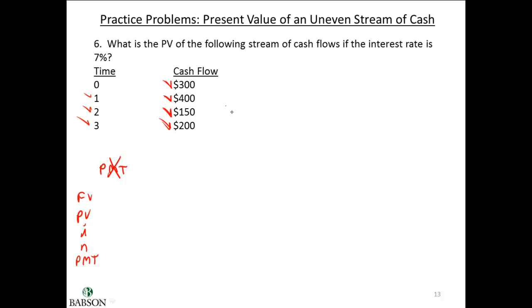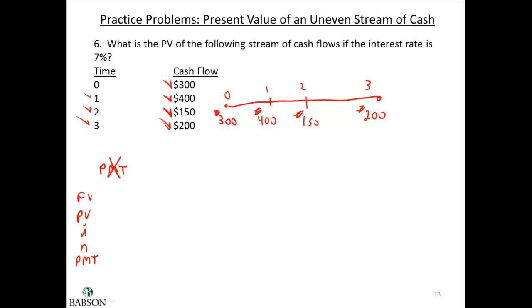So we have our timeline. That's an ugly looking timeline. That's okay. 300 in year 0, 400 in year 1, 150 in year 2, and 200 in year 3. And what's the goal? The goal is to figure out what all of those are worth collectively today.